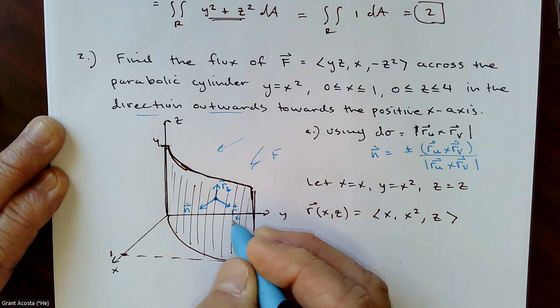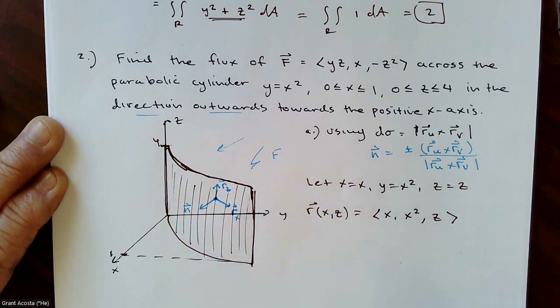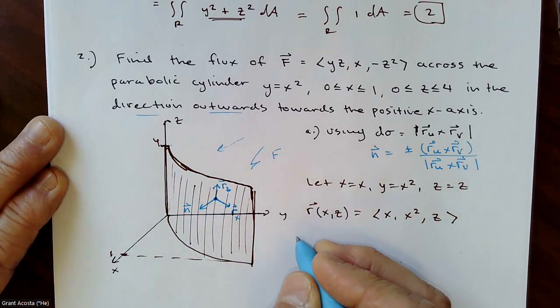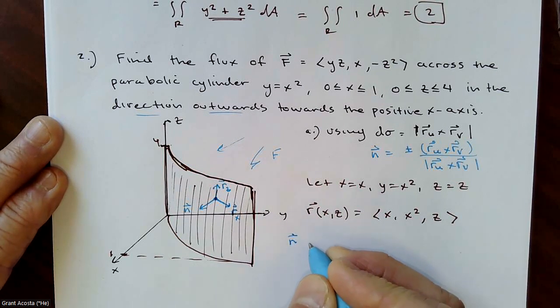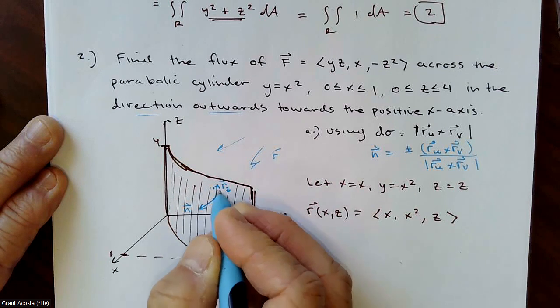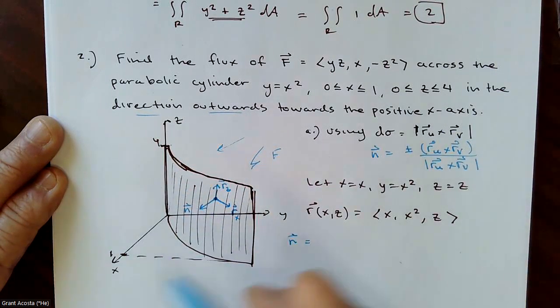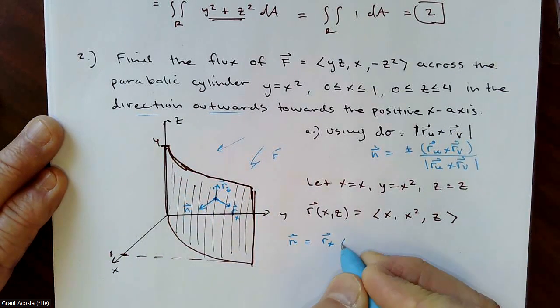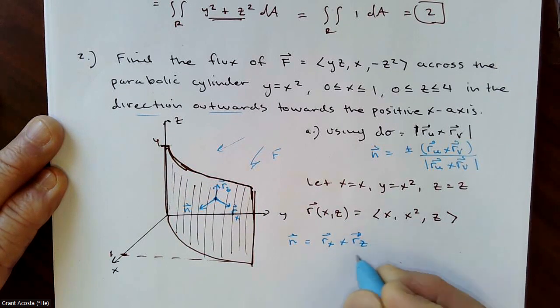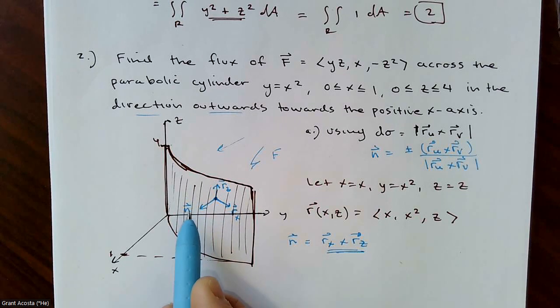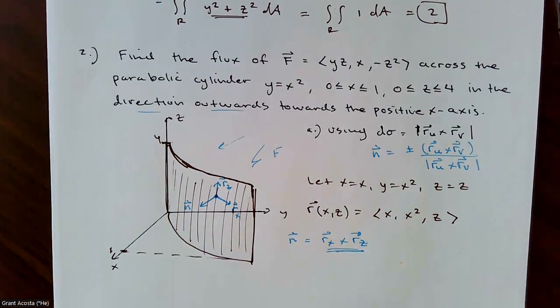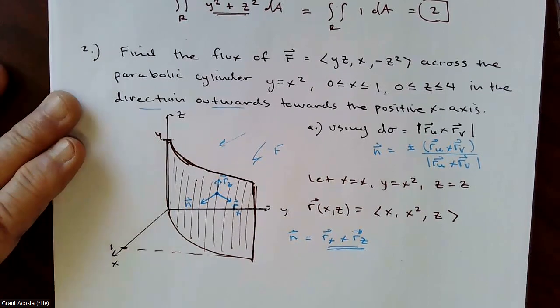So take a second to think about which order, using your right-hand rule, would produce a vector coming outward this way. And hopefully you can see that in this orientation, I want n to be R sub x crossed with R sub z. That's going to produce a vector that's pointing in the direction that I want, that they described. Okay, so then let's calculate that.